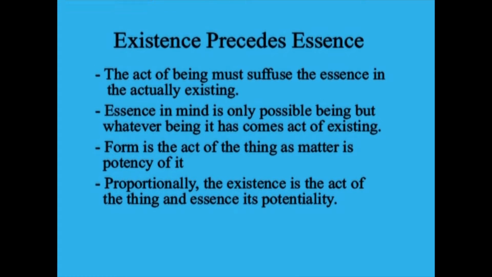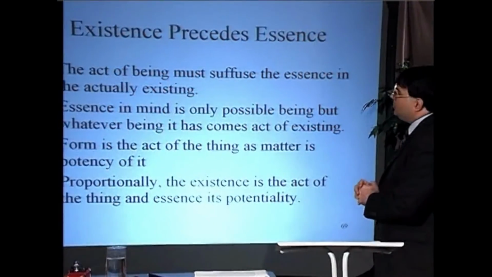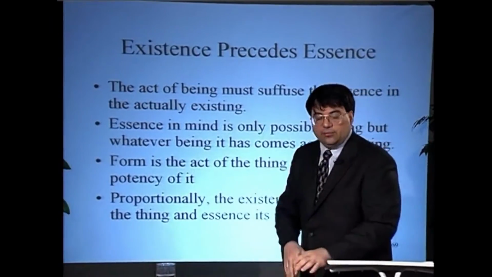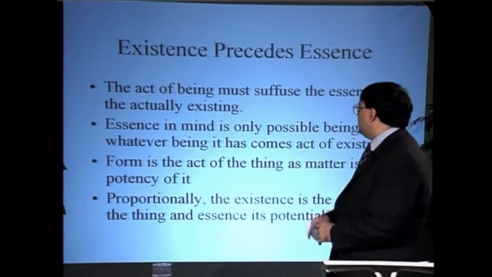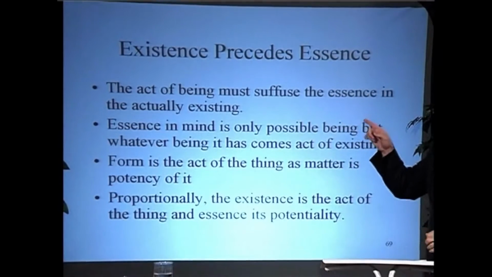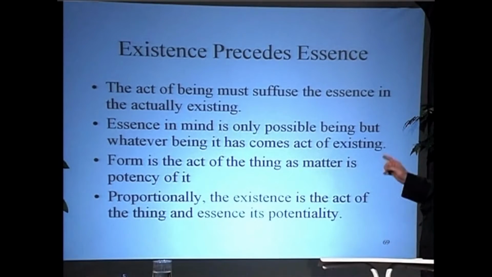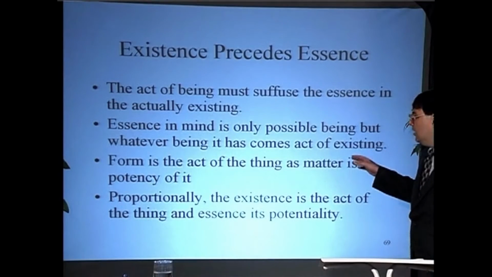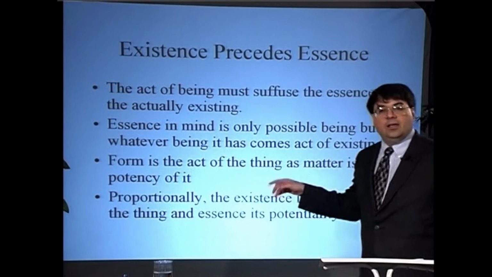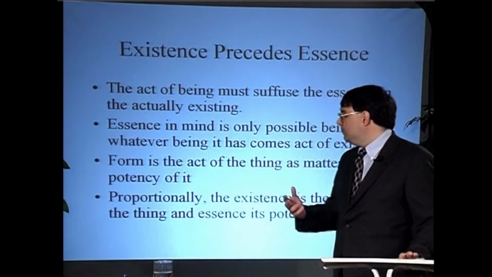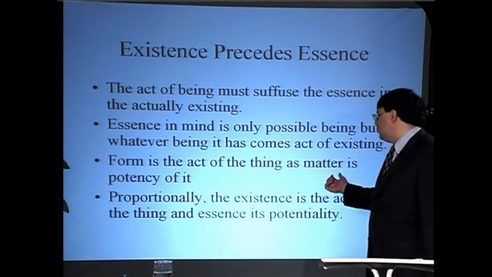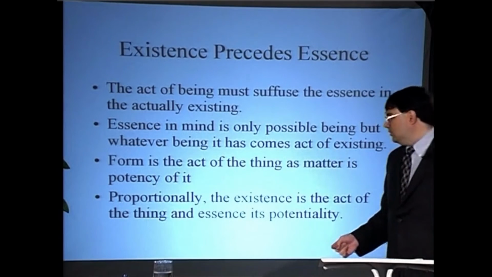Existence now precedes essence. Remember we said again that there is, and is the first thing we know. The act of being must suffuse the essence itself even for it to have an existence in our mind. Essence in the mind is only a possible being, but whatever being it has comes from its to be. Form is the act of the thing, as matter is the potency of it.